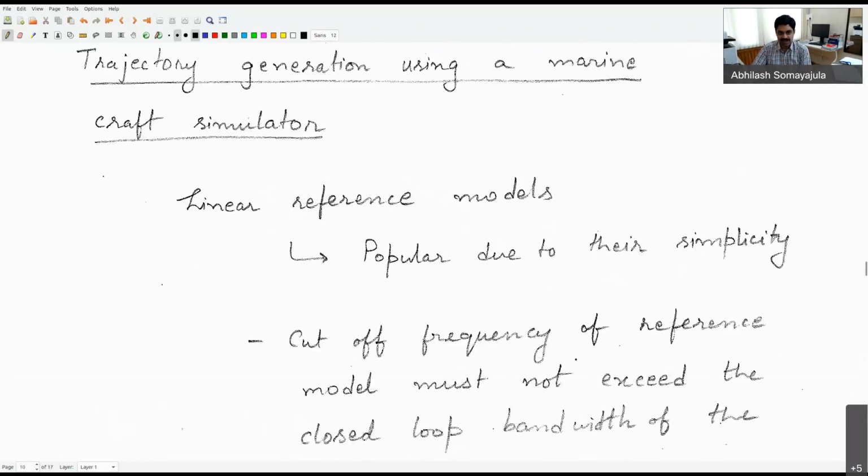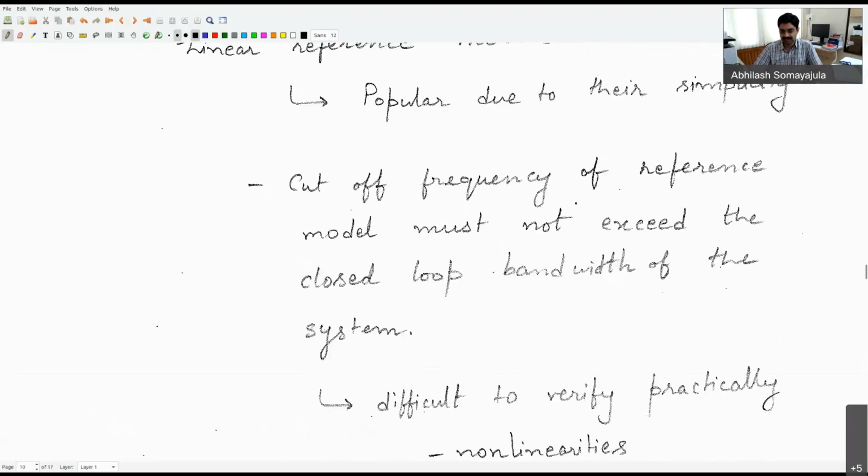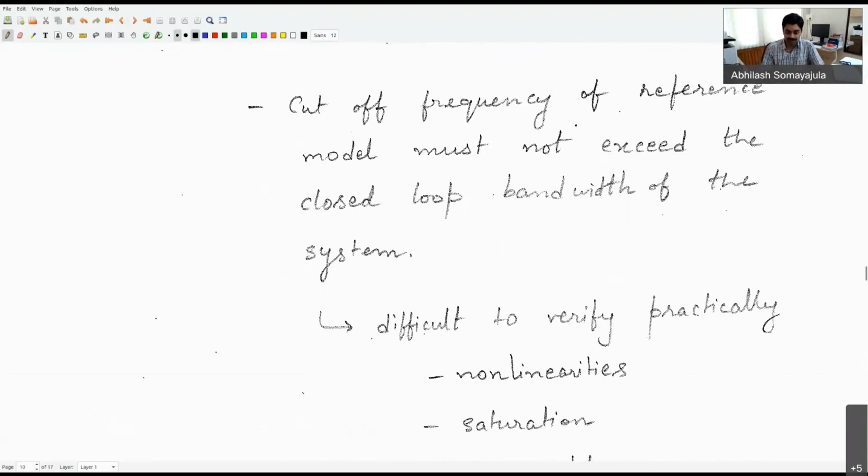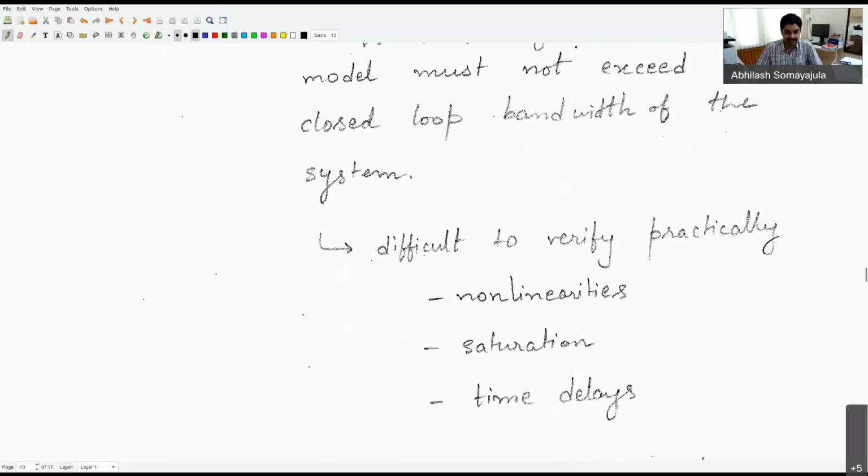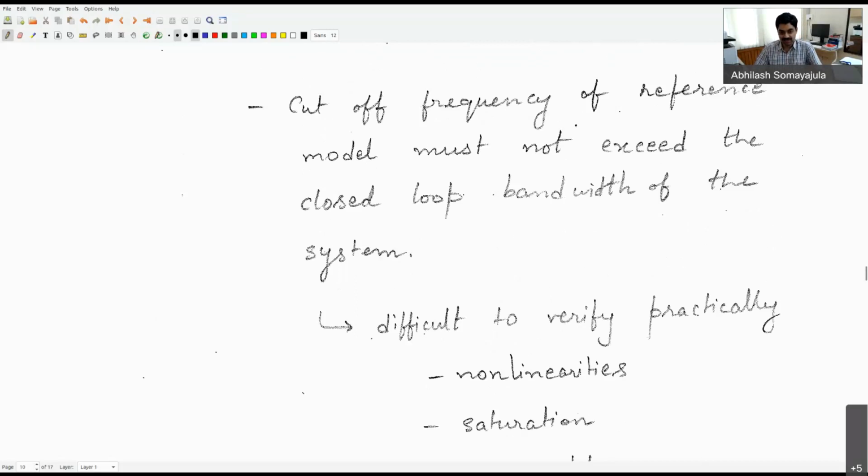When we looked at these linear models, we know that they're very simple and pretty straightforward to implement. The only thing we have to typically keep in mind is that the cutoff frequency of the reference model must not exceed the closed loop bandwidth of the system. That is quite difficult to verify practically, especially when you have nonlinearities in the system. For example, when you have saturations or quadratic damping, you can't always verify this straight away.